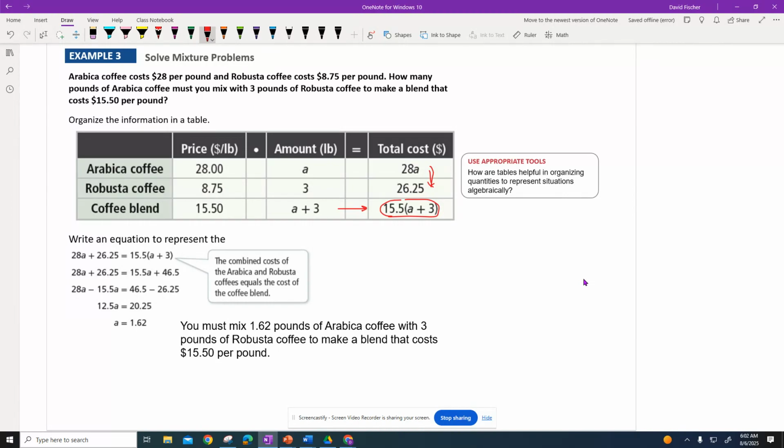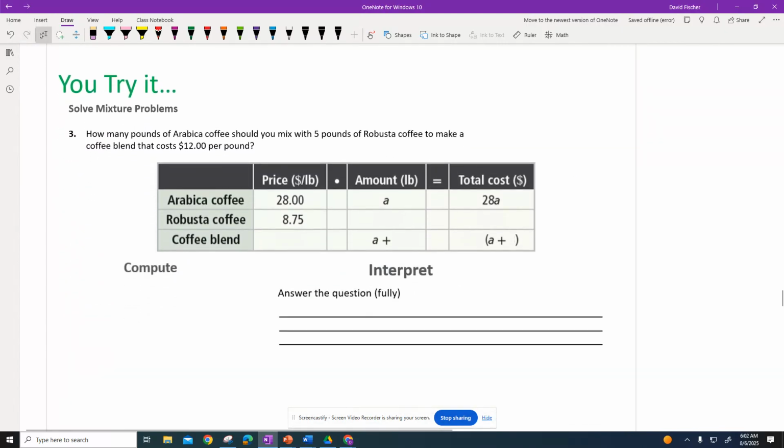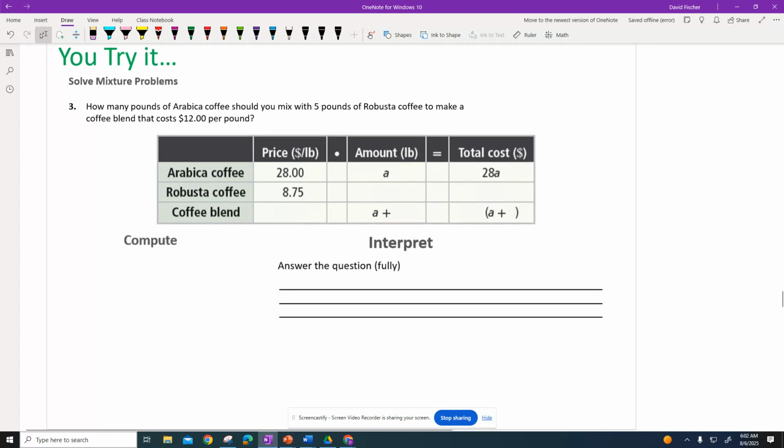So I did all the math over here, or they did all the math, and they got 1.62. So then they answered the question. You must mix 1.62 pounds of Arabic coffee with 3 pounds of Robusta coffee to make a blend that costs $15.50. That's what the question says up here. Okay? So now, let's do some filling in this chart. I kind of gave you some blanks here, but let's use that example right up above to kind of show what we're doing here.